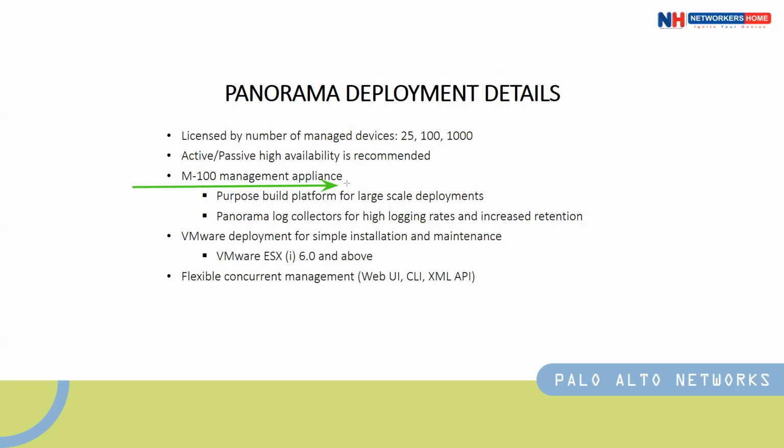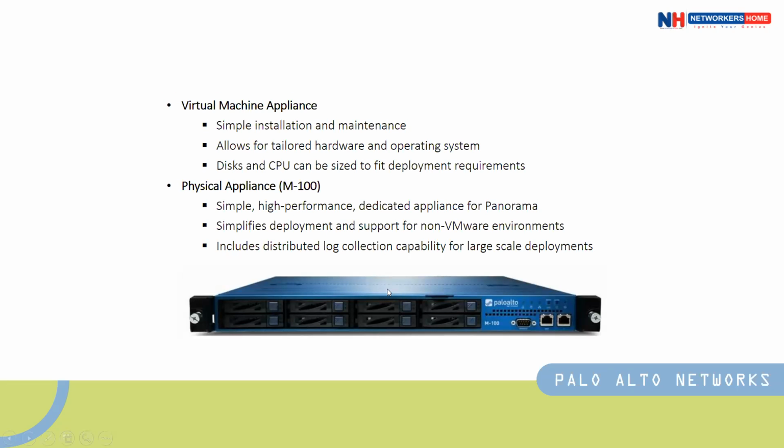Now, this is one of the hardware model numbers of your Panorama, which is scalable and deployed on a large scale in real environments, right? And we can also have a virtual Panorama, which we deploy on our ESXi platform to manage our multiple firewalls. Now, this is the hardware of a Panorama. Here we can see the M100. It's a simple, high performance dedicated appliance for Panorama. This is the model number which can be used for managing multiple firewalls in your different locations.